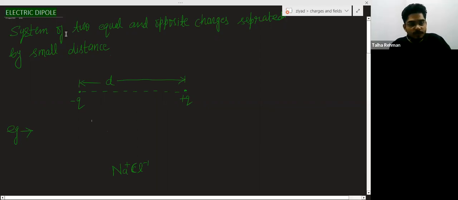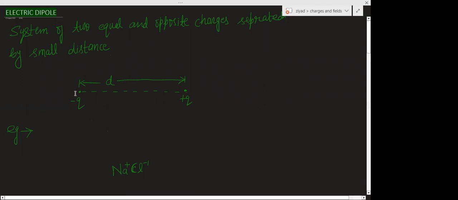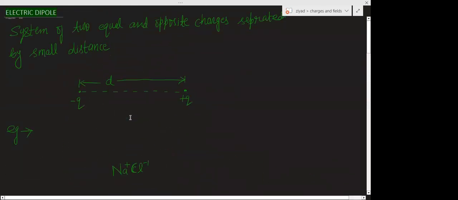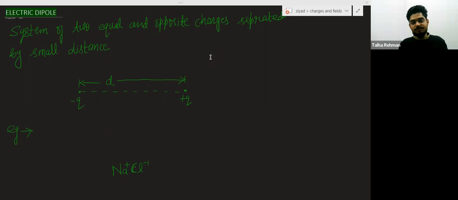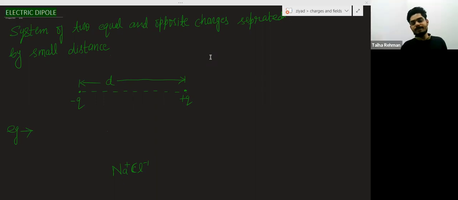Okay. So electric dipole. Matthew, electric dipole, do you know? No. So when two equal and opposite charges are present in a system, they are known as a dipole. They should also be separated by a distance. Two equal and opposite charges separated by some distance.